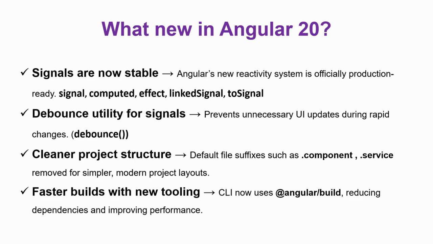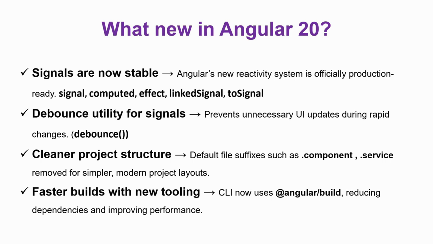So when there are rapid changes in your application, the debouncing utilities for signals prevent that. And for that there is a function called the debounce function.